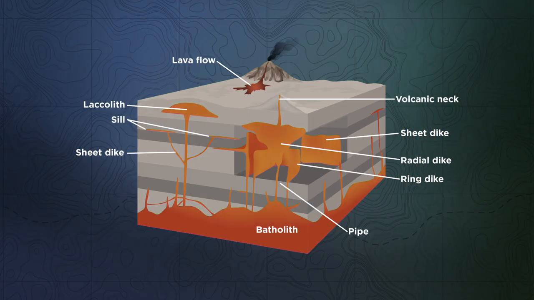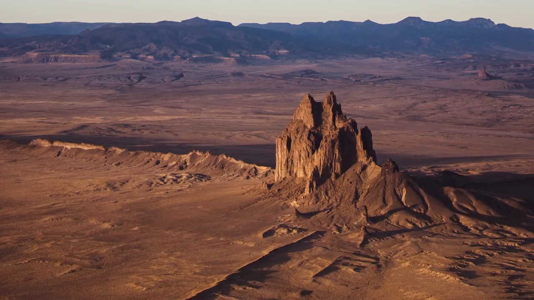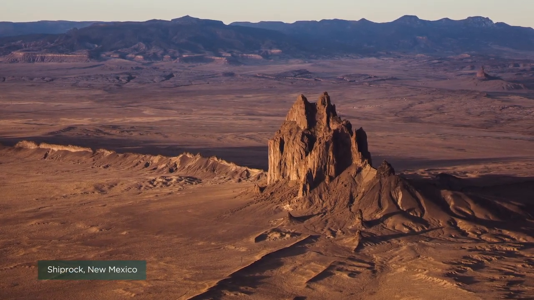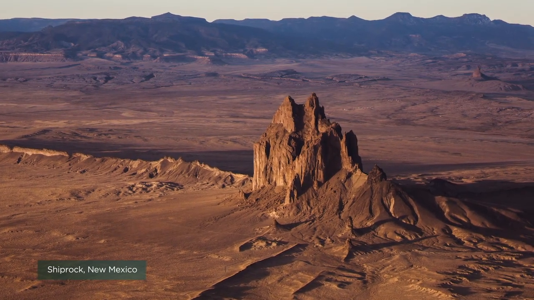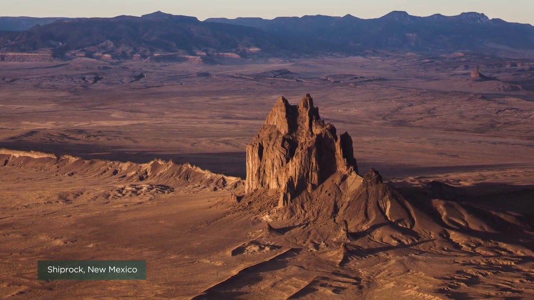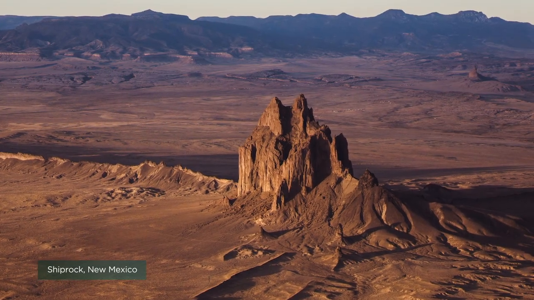Unlike the parallel patterns of sills, dikes are transverse patterns that cut through sedimentary rocks. A number of dikes together are called a swarm. One famous swarm of dikes is Shiprock in New Mexico. Sometimes during the formation of a volcano, swarms of dikes form in a radial pattern associated with the volcano's cone.